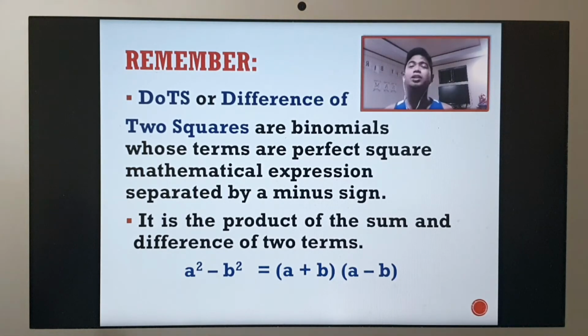In symbols, the quantity a plus b times the quantity a minus b is equal to a squared minus b squared. Following the symmetric property of equality, we can say that a squared minus b squared, which we call difference of two squares, is equal to the product of a plus b and a minus b. Hence, we just express DOTS as the product of the sum and the difference of the exact square roots of the two terms separated by the minus sign.